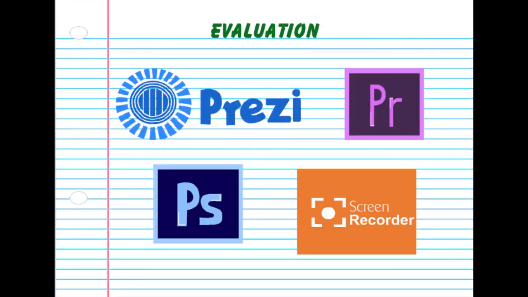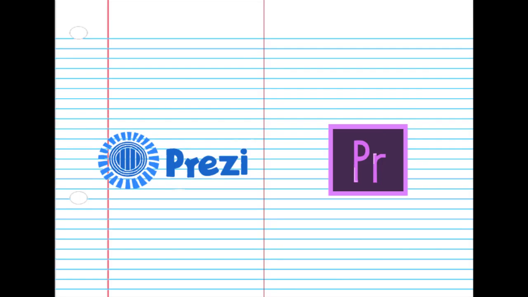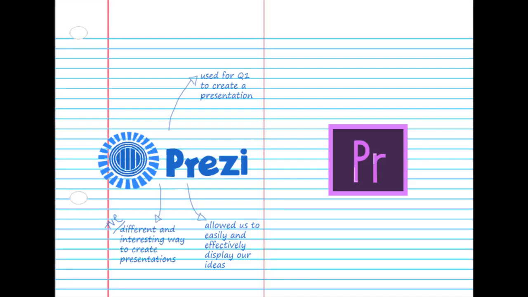Finally, whilst completing our evaluation stage, we also used a range of media technologies which allowed us to answer our questions in an exciting and creative way. The first two media technologies that we used through our evaluation stage were the site called Prezi.com and Adobe Premiere Pro. We used Prezi to create a presentation for question 2 of our evaluation questions. Using this site allowed us to easily and effectively display our ideas and discuss how our products related back to this evaluation question. We used Prezi due to the fact that it is a different and interesting way to create presentations with a range of different layouts which is fun to work with.